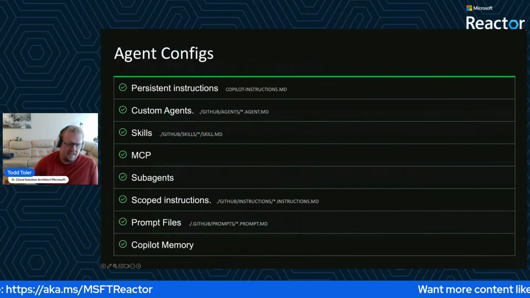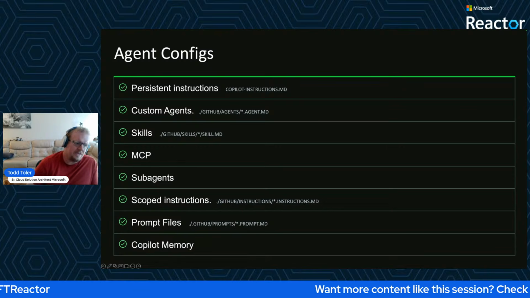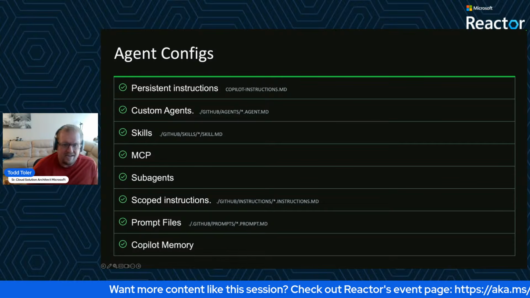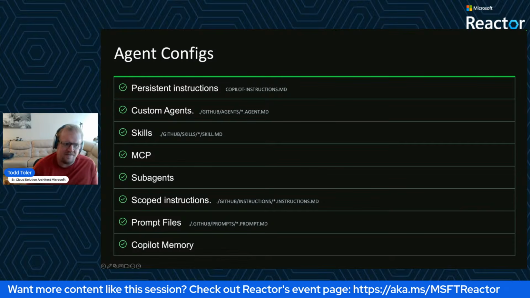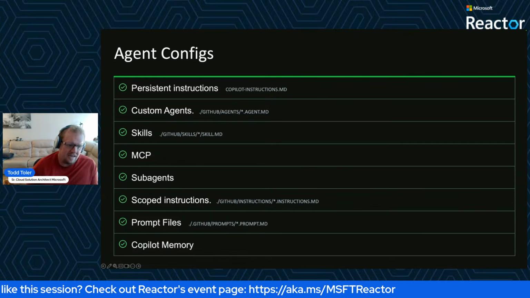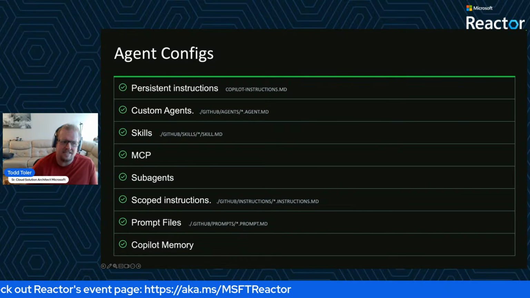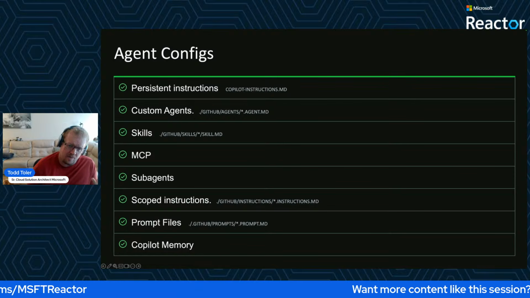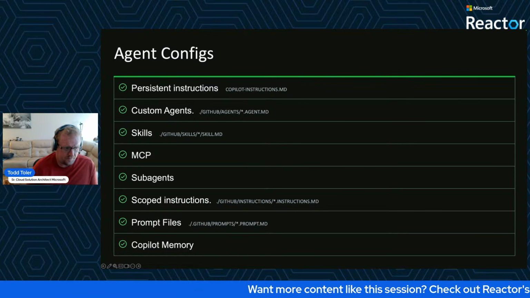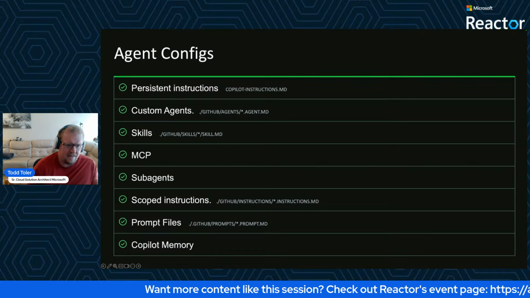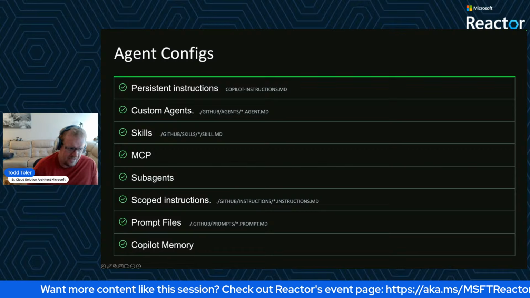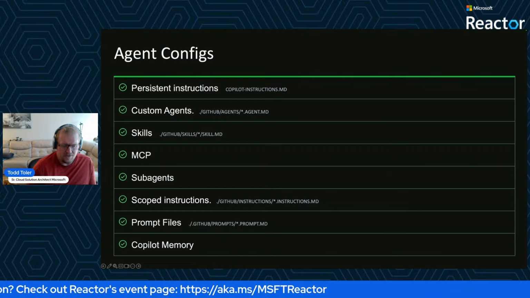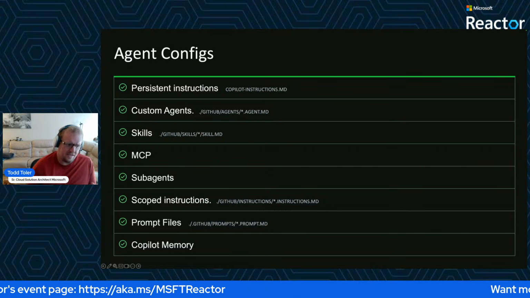So agent configs, let's examine these agent configs. When we talk about context engineering, often it's basically a one-on-one with agent configurations. So agent configurations are all those markdown files and controls that you can put in places that agents will take into account automatically. So there's persistent instructions, that's your Copilot instructions.md. You have custom agents, that's your agent MD. You have skills, MCP servers, subagents, scoped instructions, prompt files, and Copilot memory.